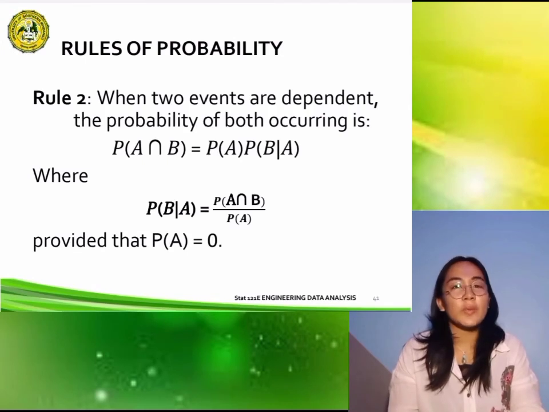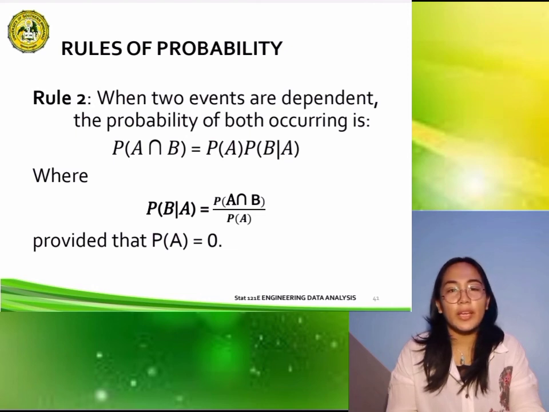The second rule is when two events are dependent. The probability of both occurring, P of A intersection B, is equal to P of A multiplied by P of B given A has occurred, where P of B given A is equal to P of A intersection B divided by P of A, provided that P of A is not equal to 0.